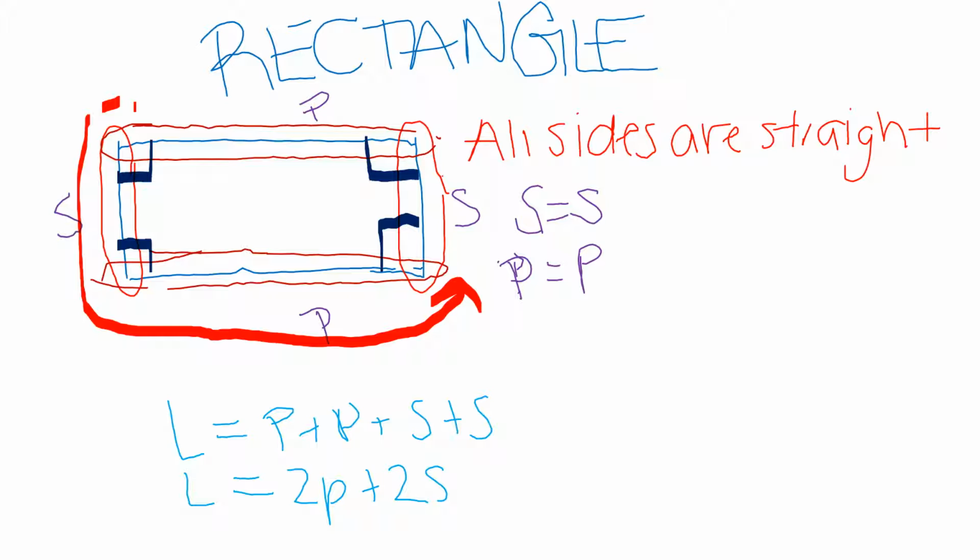There are so many problems you can practice with perimeters, and there's lots of word problems associated with perimeters, but always remember, the perimeter of a rectangle is L equals 2P plus 2S. That is very important.